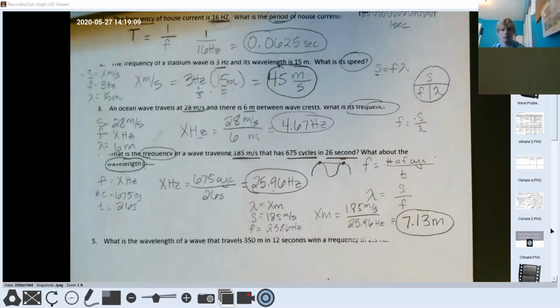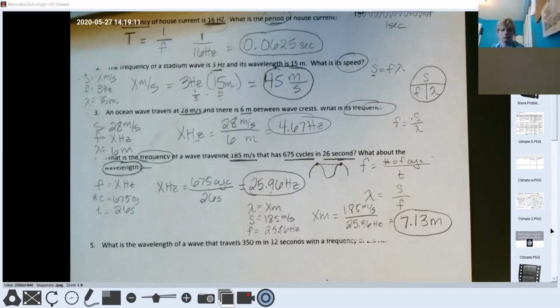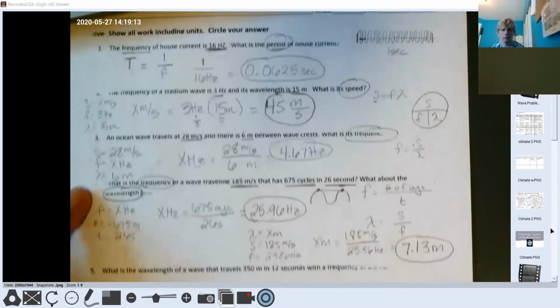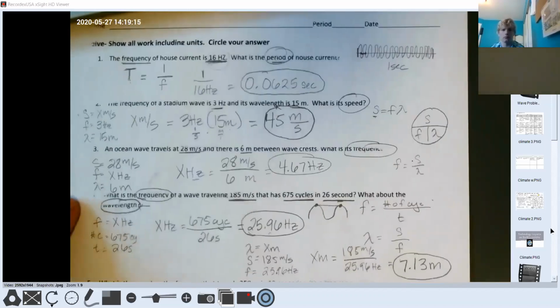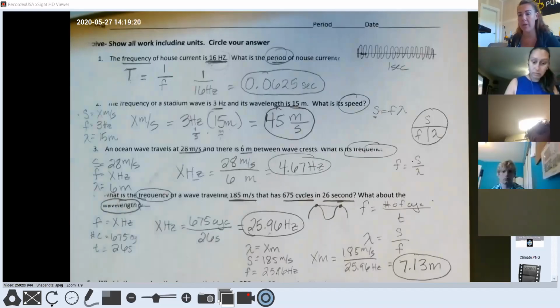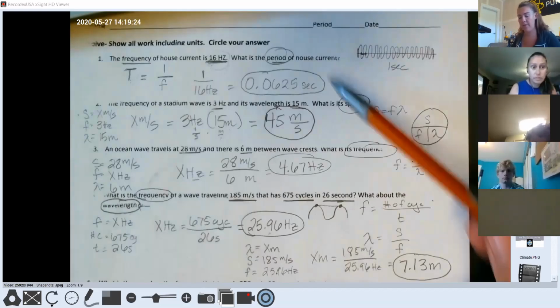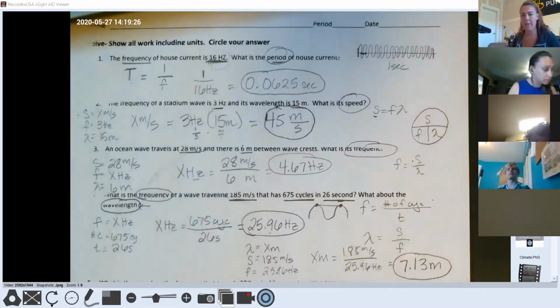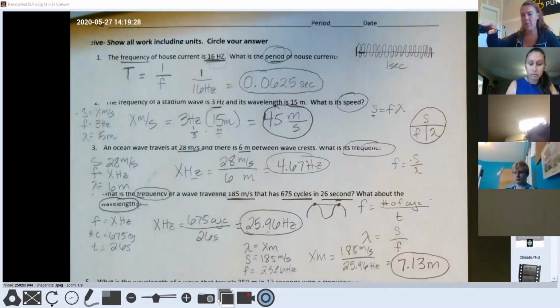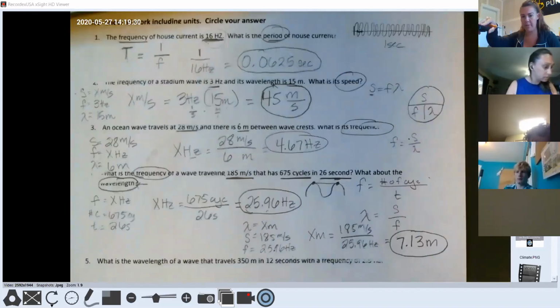So we already started. We just finished number 4, but this will be recorded, and I will be putting it up on Canvas, so you can always go back and look at how to do these last few if you didn't get it. Okay, so I'm going to keep going with number 5.